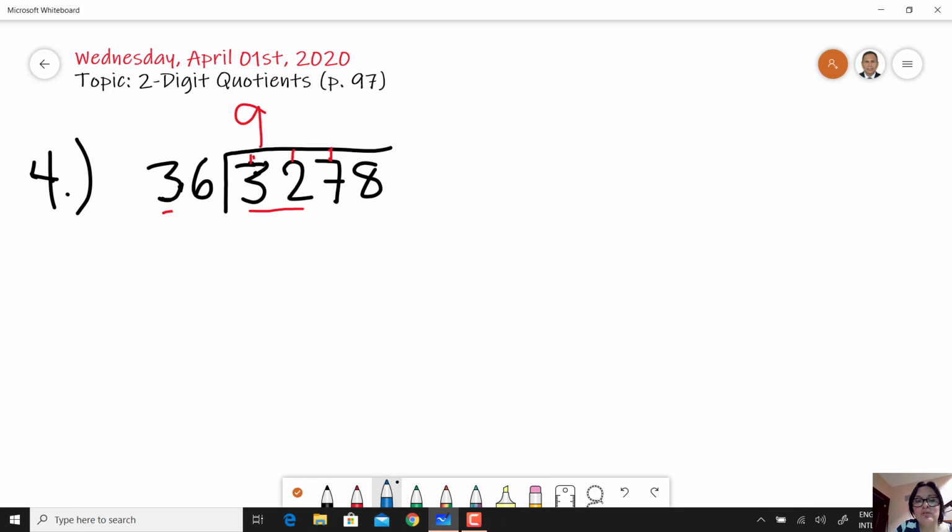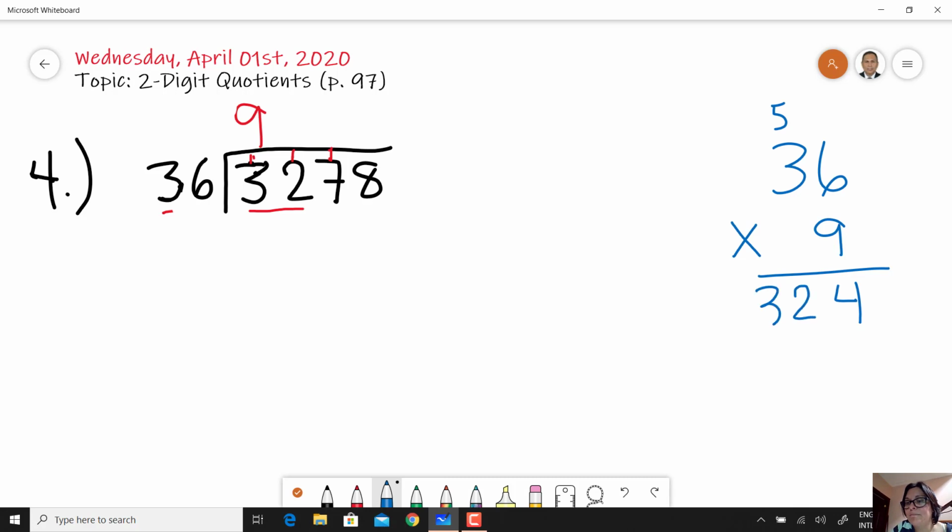So now you know that you have to multiply 9 times 36. So let's do it apart. 36, that is the same, times 9. 9 times 6, 54. 4 in here and 5 in here. 9 times 3, 27. Plus 5, 32. Can you use 324? Yes, because 324 is very close to 327.